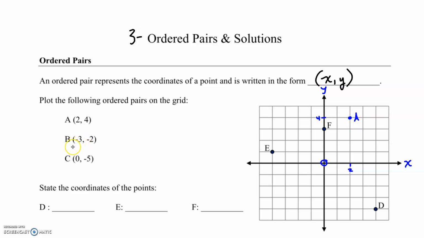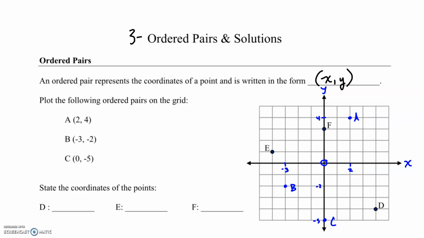Okay, now we have (-3, -2). So my x value is -3, and my y value is -2. So this is point B. Then (0, -5). So my x value is 0. That means I'm at the origin. And then my y value is -5, which is here. And that's point C. Now we're going to go the other way.